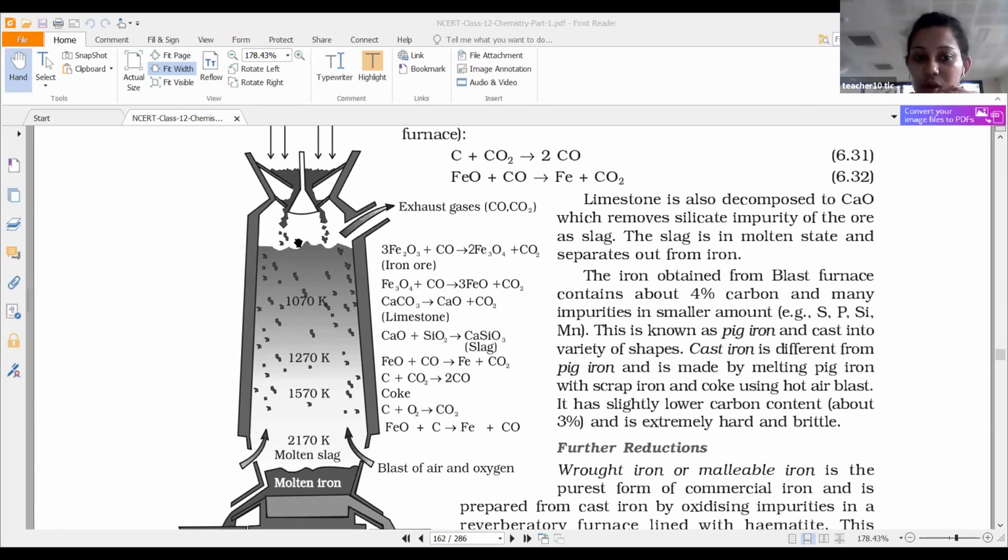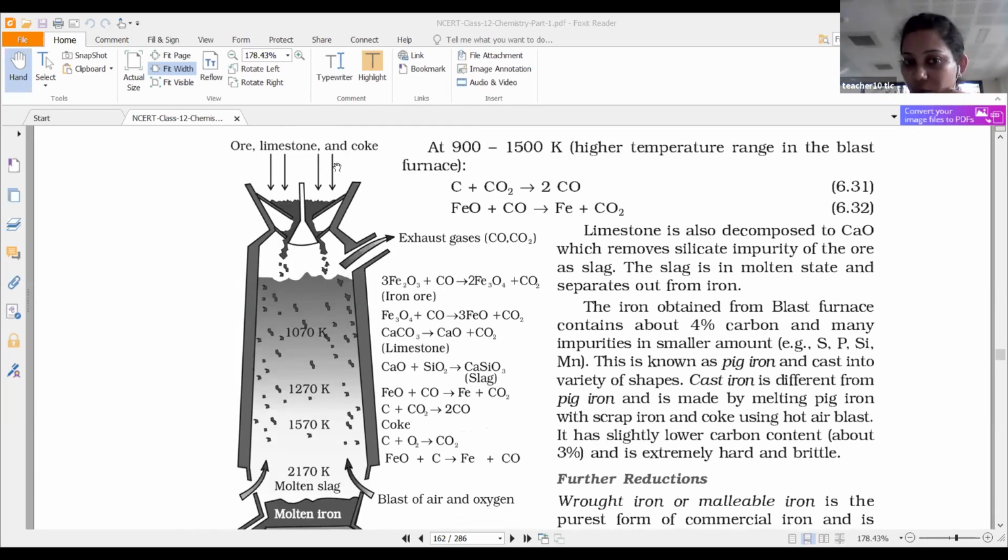That oxygen reacts with this coke, means what? Carbon. Correct? So that oxygen reacts with the carbon, C plus O2, initially you will get carbon monoxide.